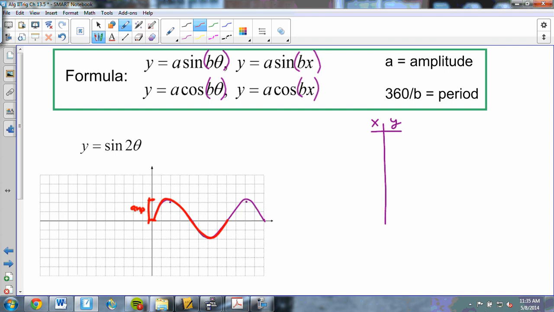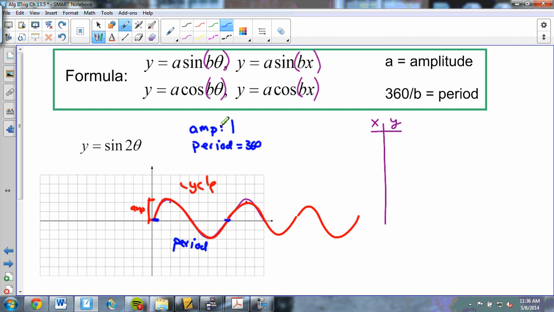So if I were to take this red curve of the graph that I just traced from here to here, and I repeat it over and over, I keep getting the same thing. That's called a cycle. The distance across the cycle from here to here is called the period. On regular sines and cosines, the amplitude is 1 and the period is 360 degrees. But we can start changing the amplitude with an A value and changing the period by using a B value. And as we play with those things, the amplitude and period change.